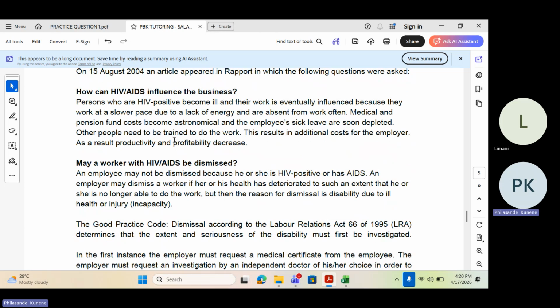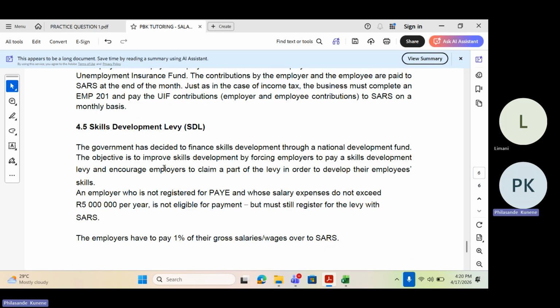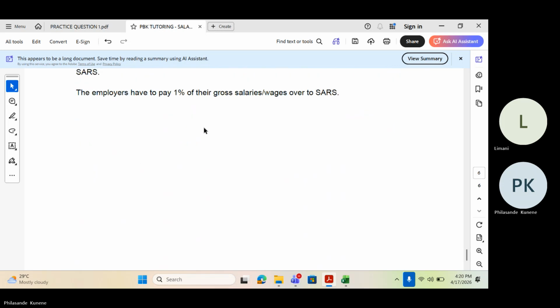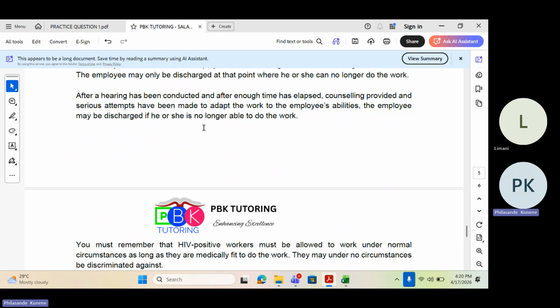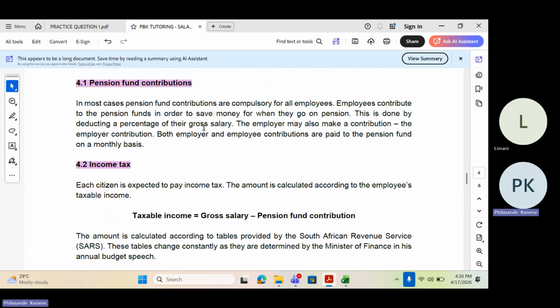Okay. We're also going to talk about unemployment insurance fund. That's another deduction that I'm going to talk about with you. Skills development levy. It is a deduction that I'm going to talk about with you. Remember, I told you that this one is paid by an employer, right? It is paid by the employer. Then we're done. So these are the only deductions that we're going to talk about, 5 of them, according to the scope of grade 10. So if you have a question, you don't understand something, let me know, okay?